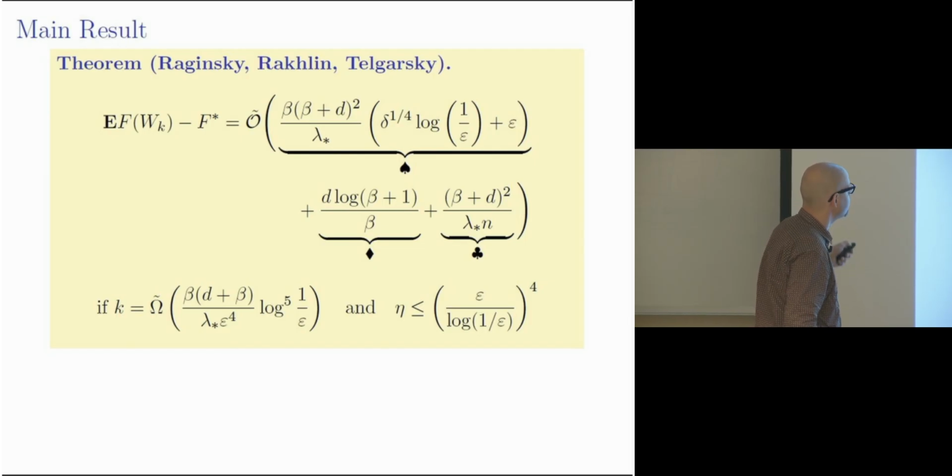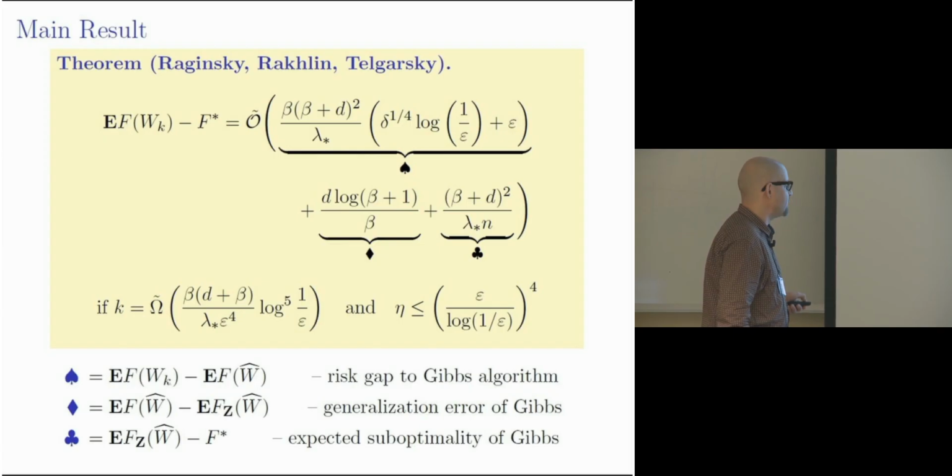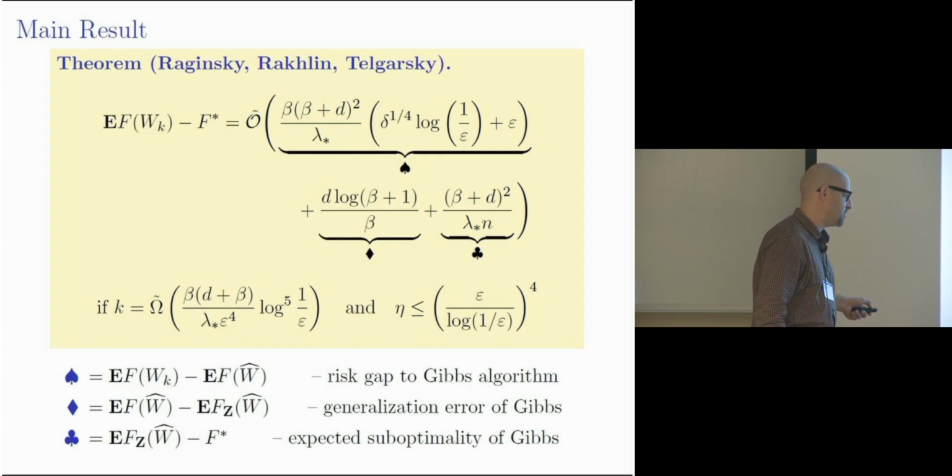And if the step size is small enough, then we can actually control the behavior of the excess risk. The three terms here form a nice decomposition that allows us to analyze everything. The spades correspond to the risk gap of the Langevin algorithm to the fictitious Gibbs algorithm, where you can just sample from the Gibbs distribution.